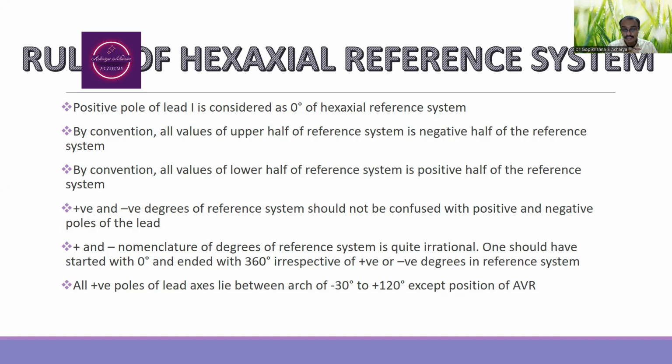As such, when you think about the nomenclature of a positive and negative half, this is actually quite irrational. Why? Because this is considered to be 360 degrees, the axis wheel. It could have been rational if it had started with 0 and ended with 360, but this is not being practiced. The upper half is considered to be the negative half and the lower half is said to be the positive half, and based on that only, the values are being kept.